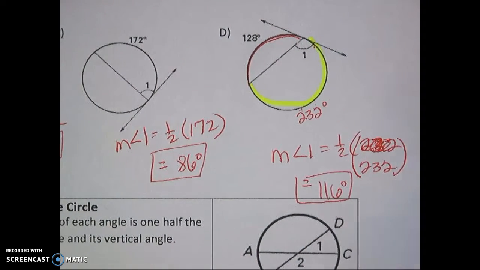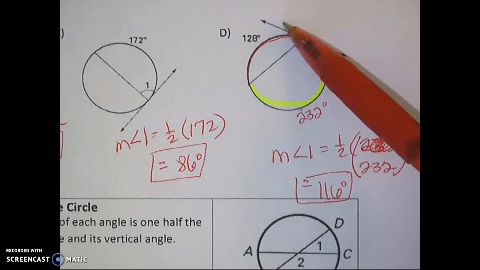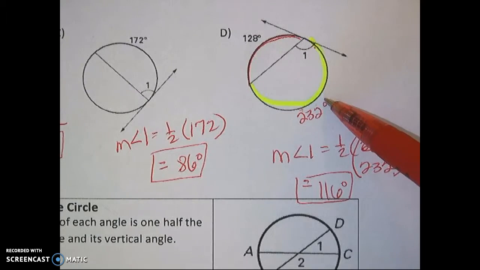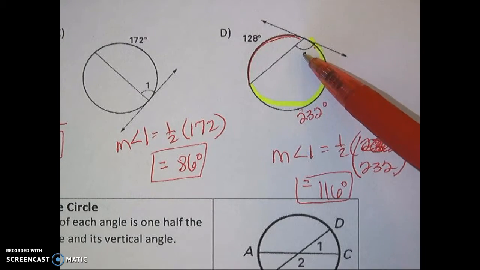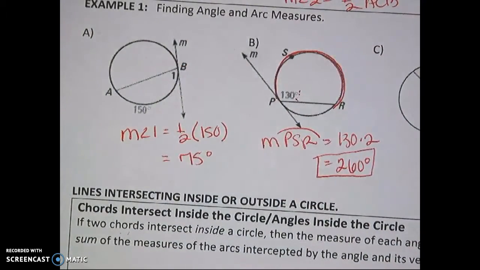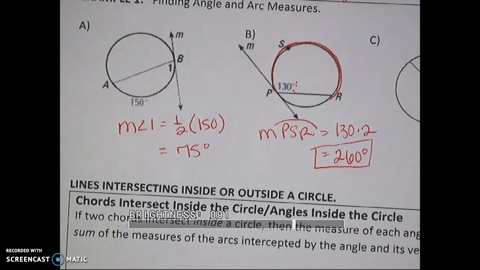So again, if you have a chord and a tangent that meet at that point of tangency, the angle is half of the arc, or the arc is twice the angle. If you look at all 4 of those problems, you are either multiplying by 2 or dividing by 2, because that is the relationship with those.